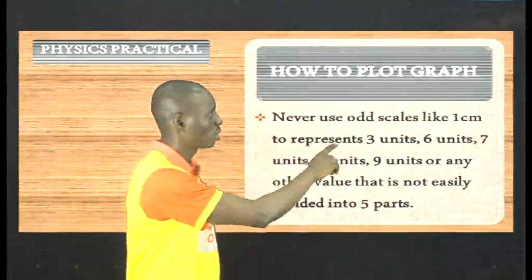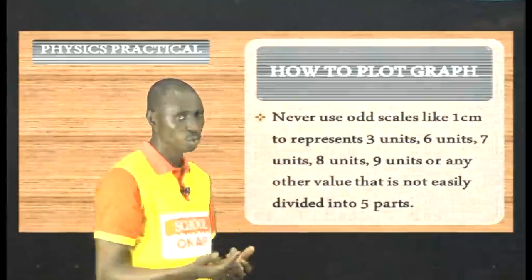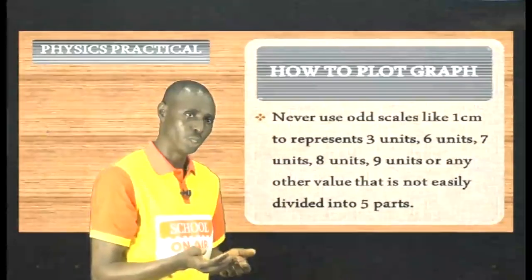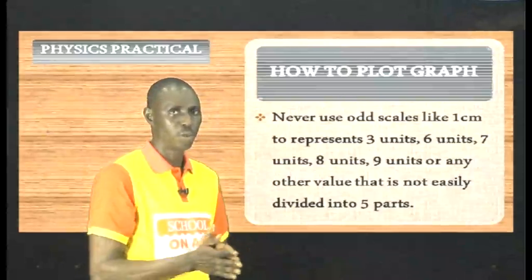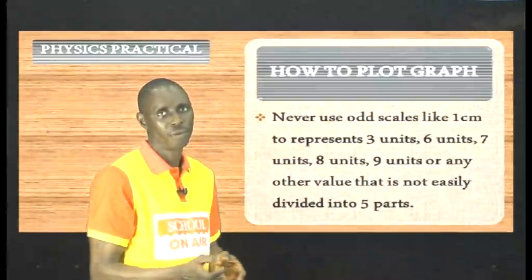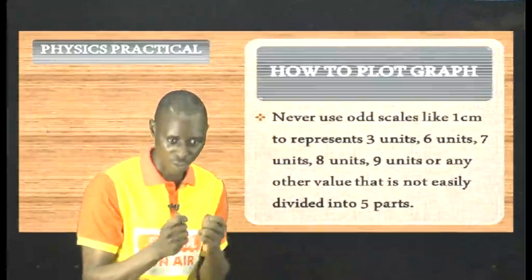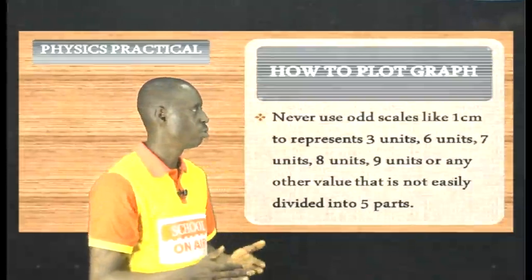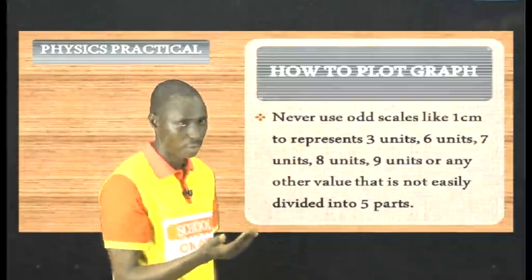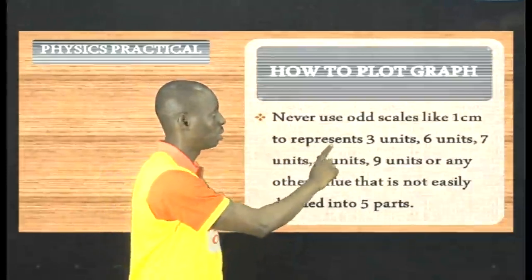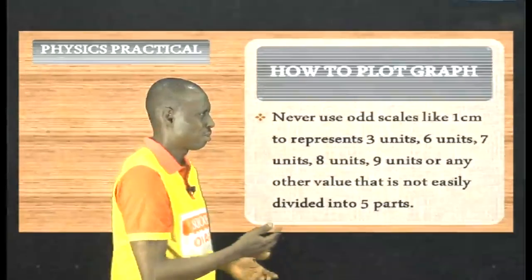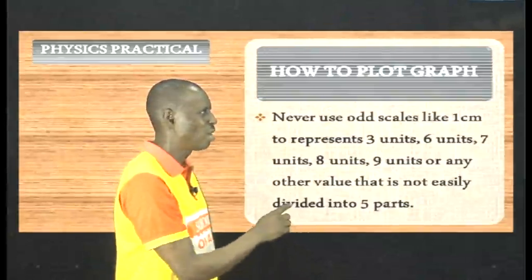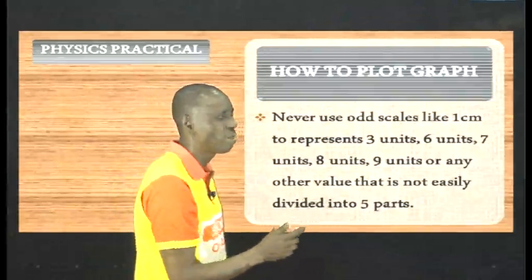So we can never use odd scales like 1 centimeter to represent 3 units. We don't really use that, because we may end up having a problem, assuming that we're having something like 3.35. You now start calculating, and your calculation may not be accurate as the case may be. So most times we avoid them. We avoid scales like 1 centimeter to represent 3 units, like using 6 units, 7 units, 8 units, 9 units to represent 1 centimeter, or any other value that is not easily divided into 5 parts.